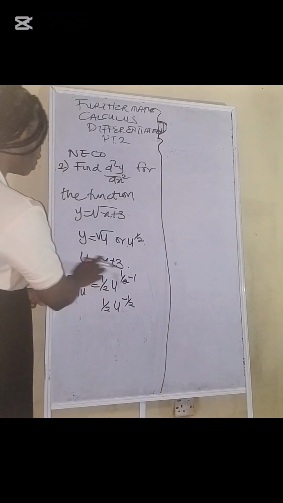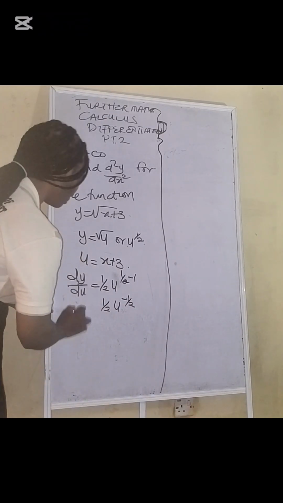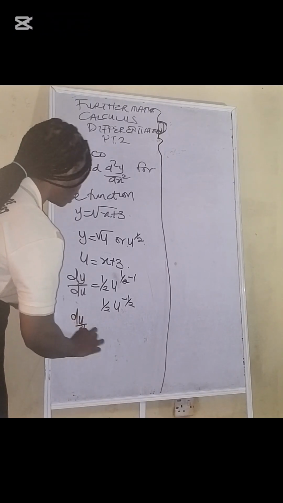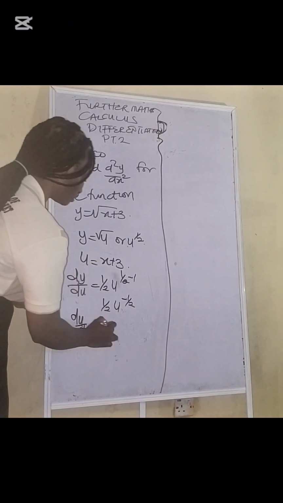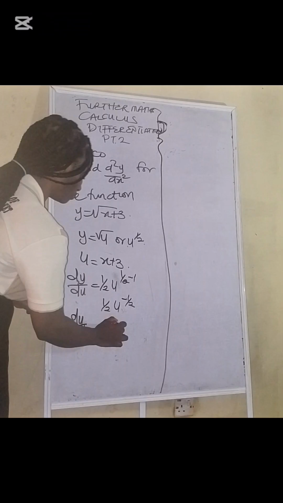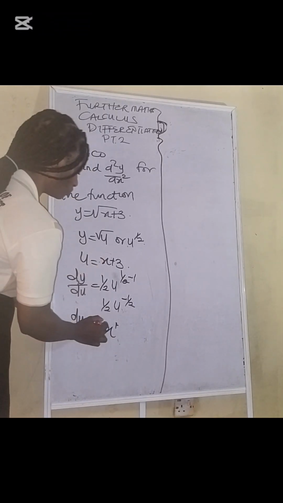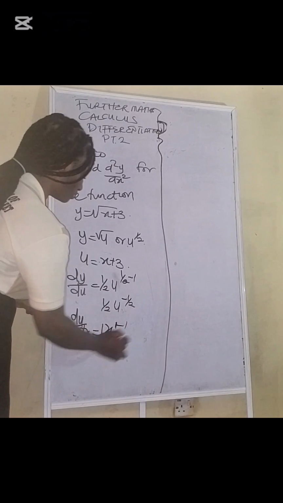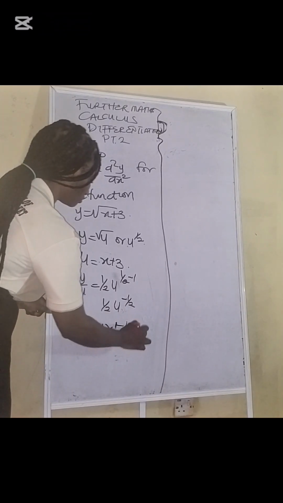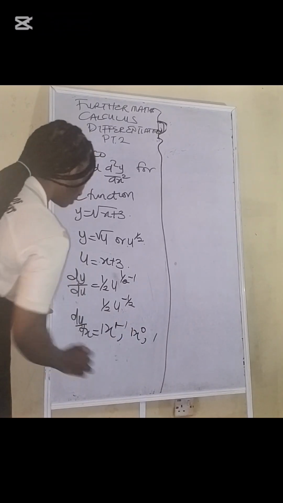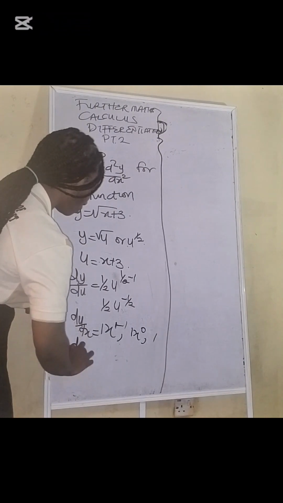So now let's do du/dx. It is important you do this one so that it will be easy for you to solve. So du/dx is what? x to the power 1, this is 1. So when this 1 comes down here, that will be 1 times x to the power 1 minus 1. You understand? So this is 1 times x to the power 0, which gives you 1. So du/dx is 1.